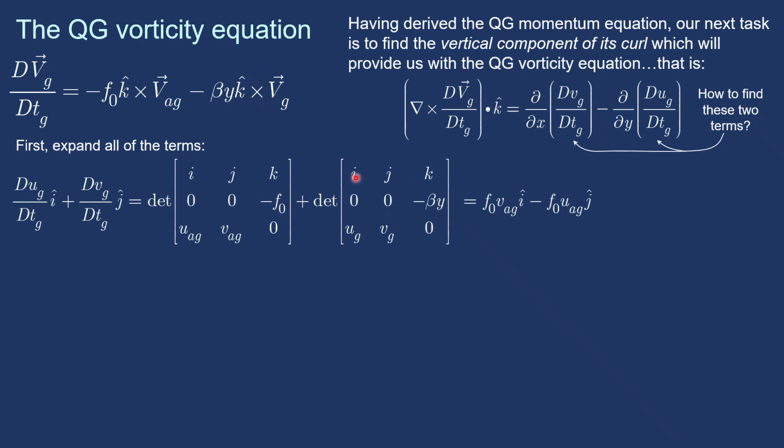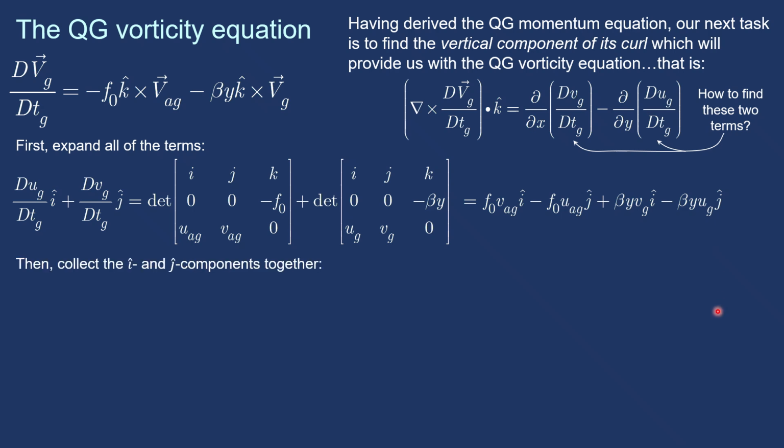We move to the second determinant. Starting at i-hat, reading down into the right, we have 0 times 0. Reading down into the left, we have negative beta y times v_g. So we have minus a minus beta y v_g i-hat, which is plus beta y v_g i-hat. For j-hat, reading down into the right, we have negative beta y times u_g. Down into the left, we have zeros. So we have minus beta y u_g j-hat. And for k-hat, once again, we have 0 reading down into the right and 0 reading down into the left. So we're done. Applying these two cross products gives us these four terms over here.